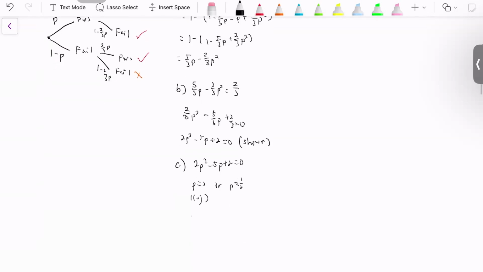Reason being, P must be larger than or equal to 0 and smaller than or equal to 1. Therefore, P equals 2 is rejected, because all our probabilities need to be within the range of 0 to 1. So P is larger than or equal to 0 and smaller than or equal to 1. Therefore, P equals 2 is rejected.